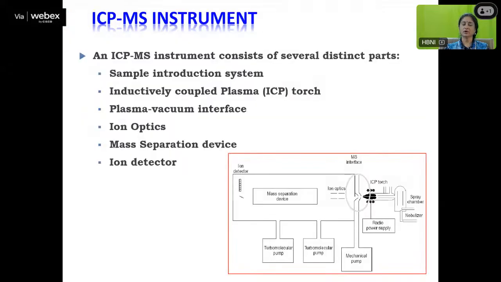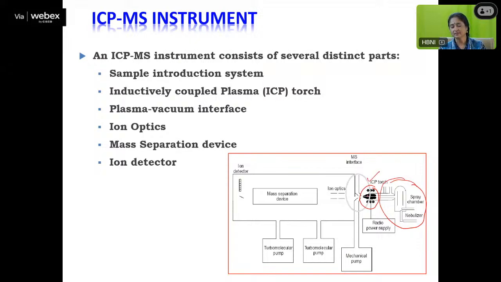Now the block diagram of a typical ICP-MS instrument is shown here. You can see your ICP-MS will have a sample introduction, up to this, which is totally a sample introduction technique. Then your sample ionization is the plasma. So this is the sample ionization part. Now your plasma is at atmospheric pressure.